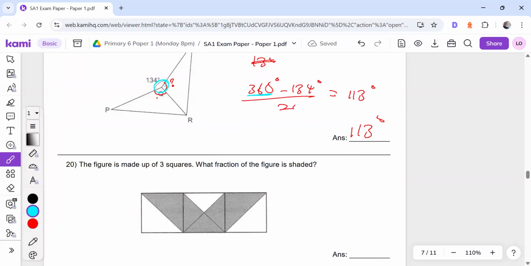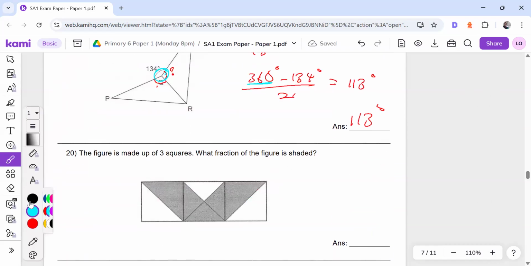Okay, all right, let's go on to the next one. The figure is made of 3 squares. What fraction of the figure is shaded? If you see a figure like that with different shapes, you just need to do something easy. Cut it into all identical shapes. Every time you see different shapes, you just cut them all the same. They all look the same. Then what's the denominator? Which is 12 triangles. And how many triangles are shaded? 1, 2, 3, 4, 5, 6, 7. 7 over 12. Yeah, your answer is 7 over 12 of the figure is shaded.